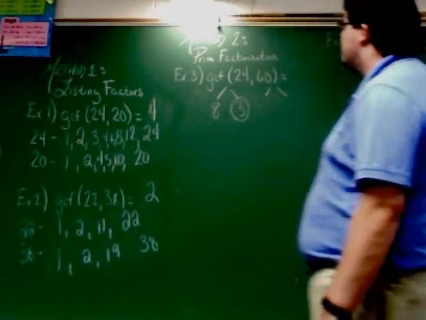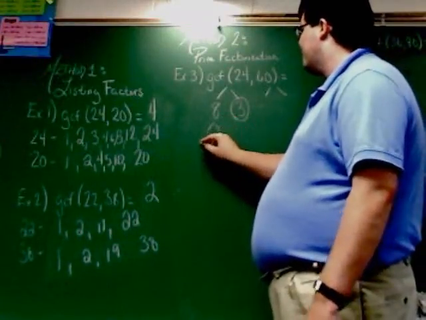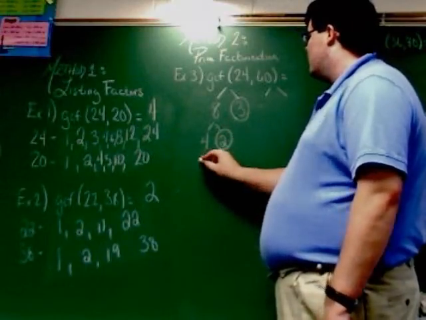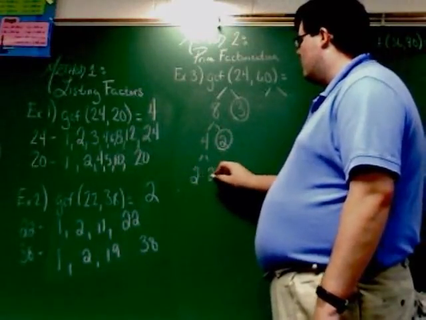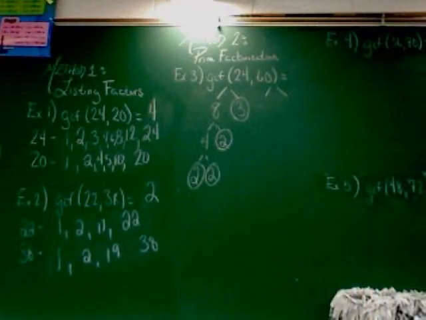3 is a prime number, but 8 isn't. 8 can be broken down into 4 times 2. 2 is a prime number, but 4 isn't. 4 can be broken down one more time into 2 and 2. 60. All right, now I've got to break down 60.